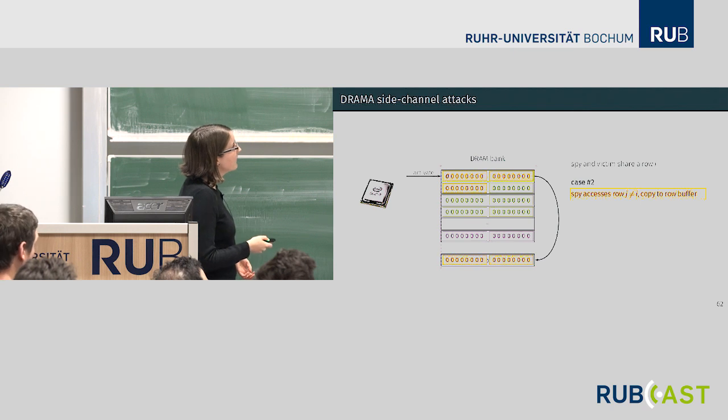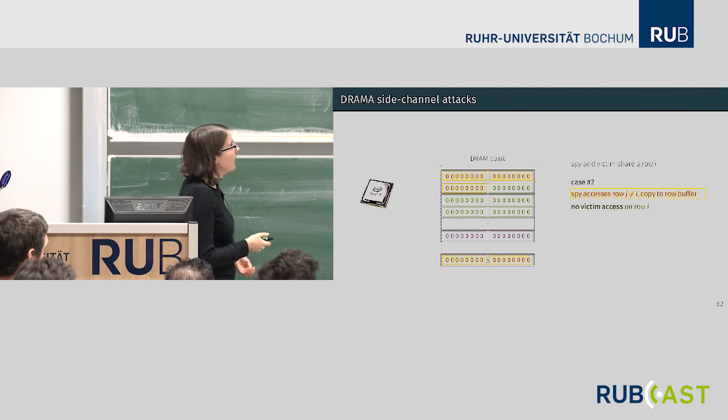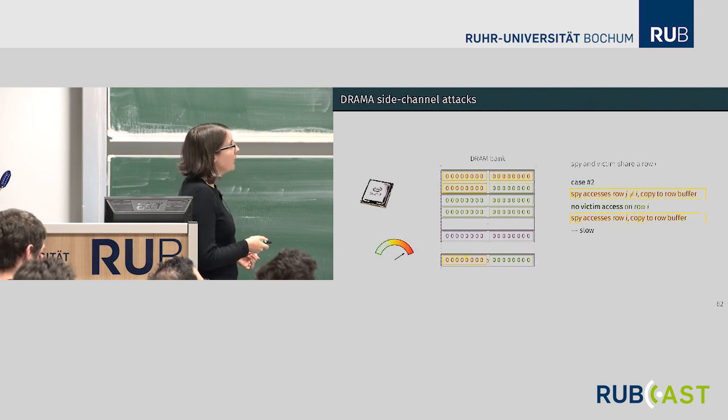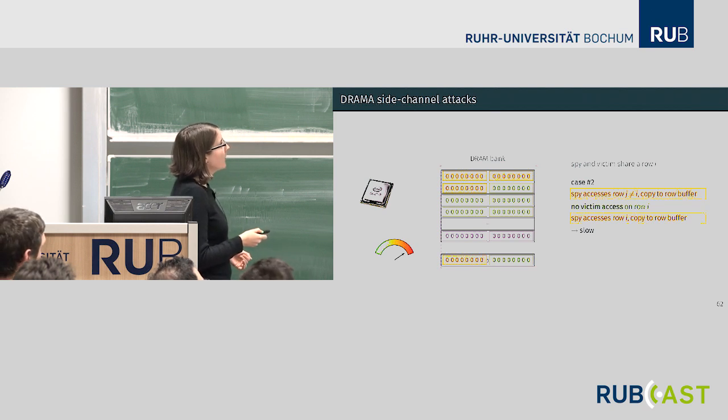In the second case, so again, the spy started by accessing its own row. So in the second case, there is no victim access on this row. And when the spy wants to access this row, then it has to be copied to the row buffer, and it's going to be slow. So here the spy knows whether or not the victim accessed this particular row.